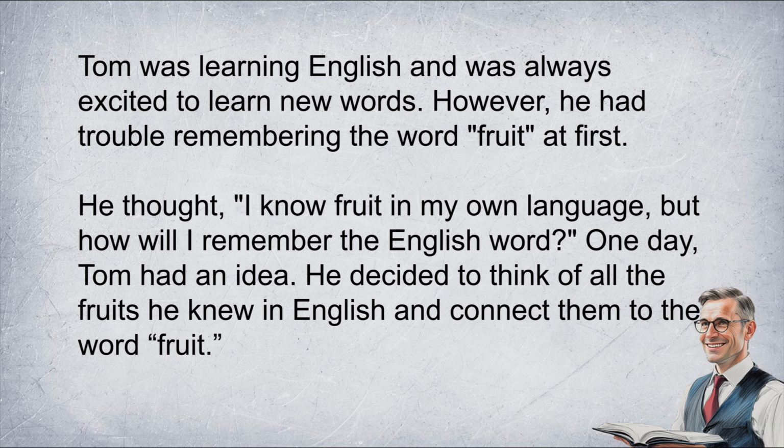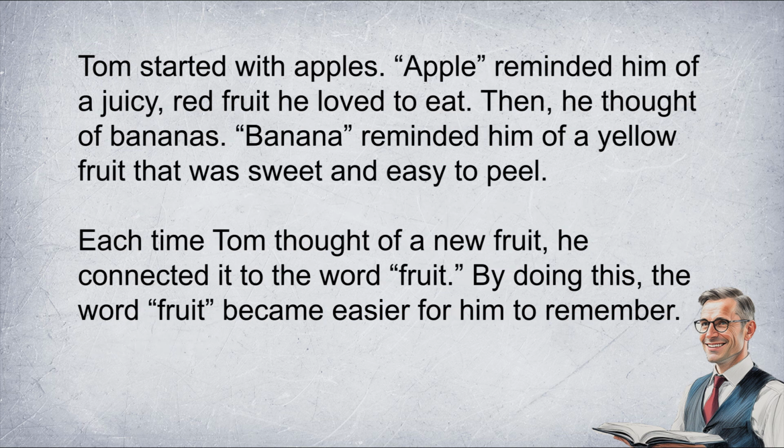He decided to think of all the fruits he knew in English and connect them to the word fruit. Tom started with apples. Apple reminded him of a juicy, red fruit he loved to eat. Then he thought of bananas. Banana reminded him of a yellow fruit that was sweet and easy to peel. Each time Tom thought of a new fruit, he connected it to the word fruit.